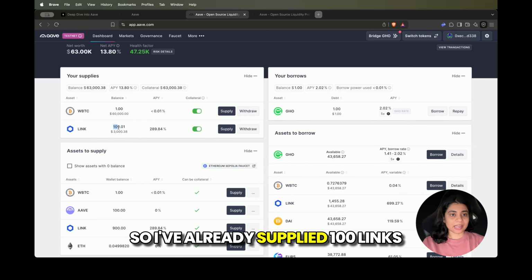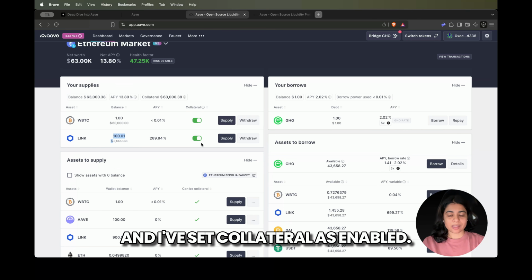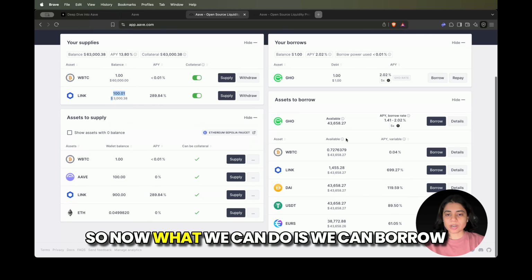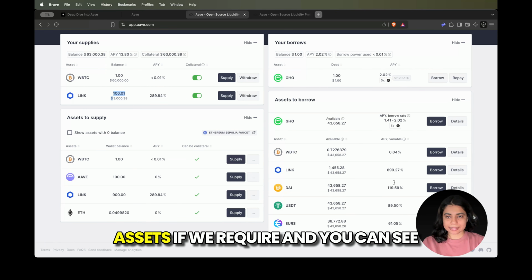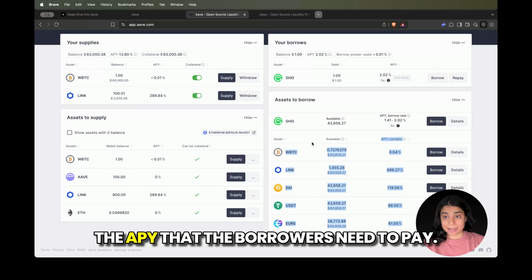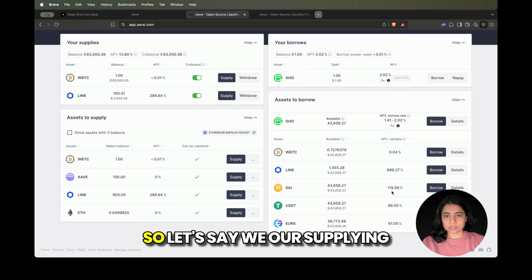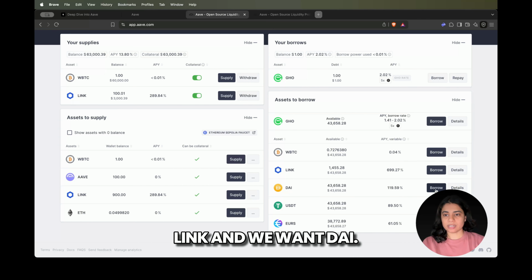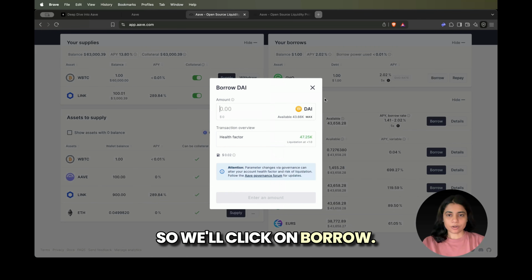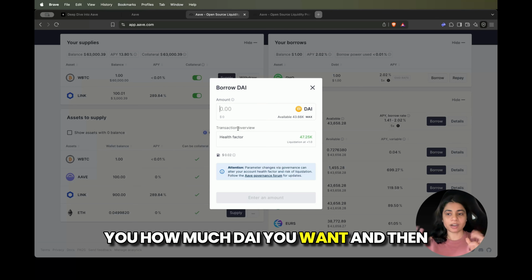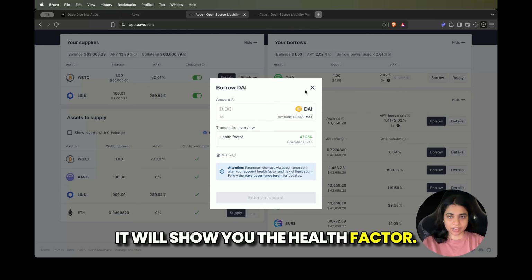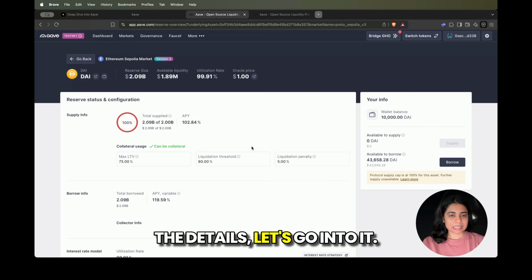I've already supplied 100 Link, and I've set collateral as enabled. Now we can borrow assets if we require, and you can see the APY that the borrowers need to pay. This is the interest that the borrower needs to pay to take the loan. Let's say we are supplying Link and we want DAI. We'll click on borrow. You can enter how much DAI you want, and then it will show you the health factor. If you want to check the details, let's go into it.